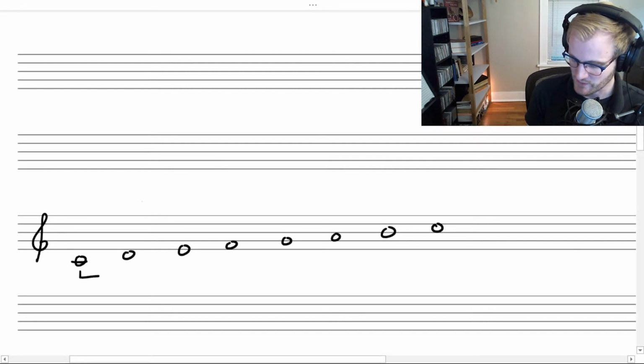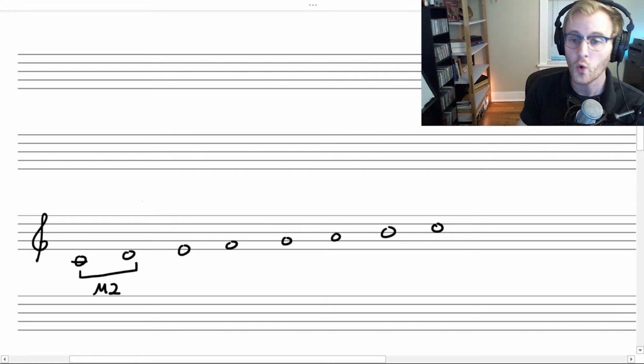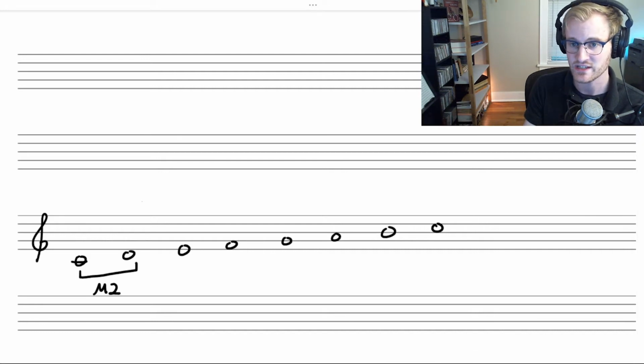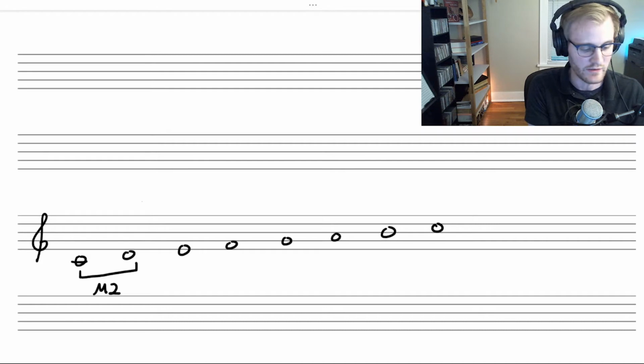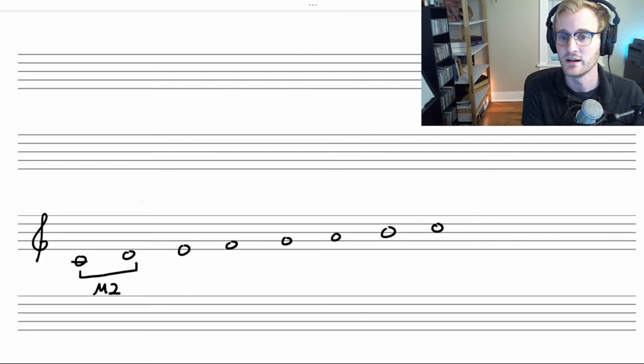The distance from C to D could be labeled as a major second, or a whole step. And I've used some of that terminology before, how we have whole steps and half steps. A half step is a minor second, and a whole step is a major second. And on the keyboard, the distance from C to D has a note in between, which would be C sharp or D flat. So we can say that going from C to D is a whole step, or two half steps, or a major second.